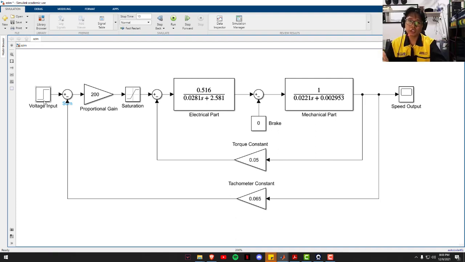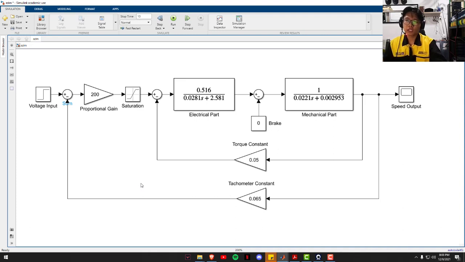For the voltage input, we fix the voltage based on activity 2, which is equal to 162.5 volt, and for the proportional gain we set it to 200. For the saturation, the upper limit we set to 240, and the lower limit is equal to 0. The torque constant is equal to 0.05, the tachometer constant is equal to 0.065, and both of these are the equation for the electrical part and mechanical part.